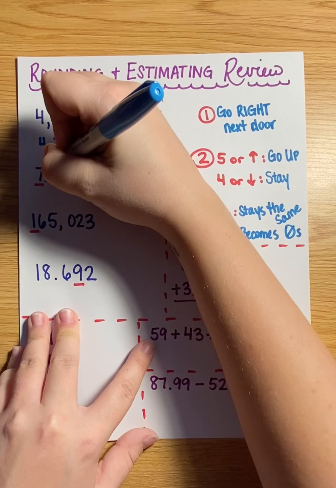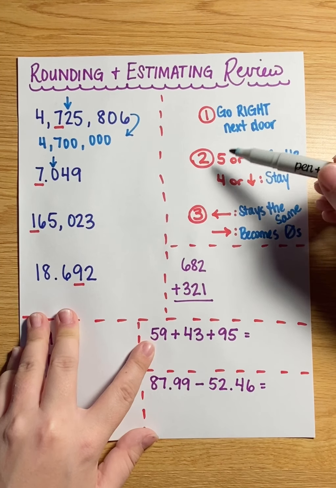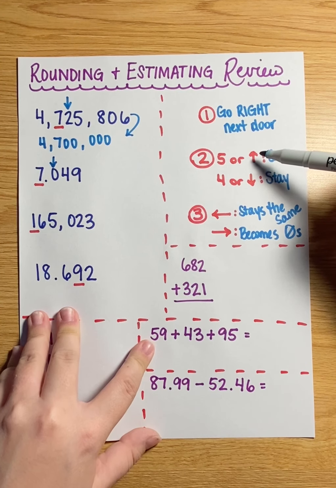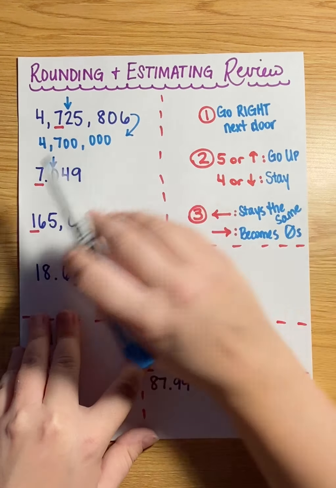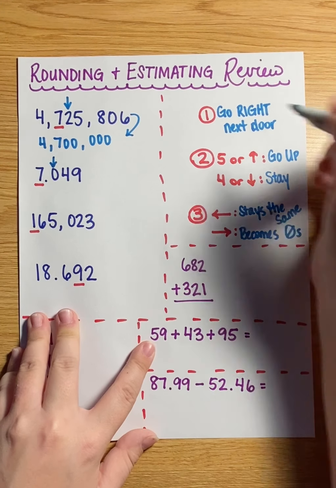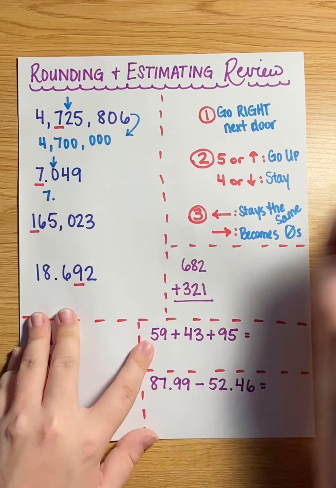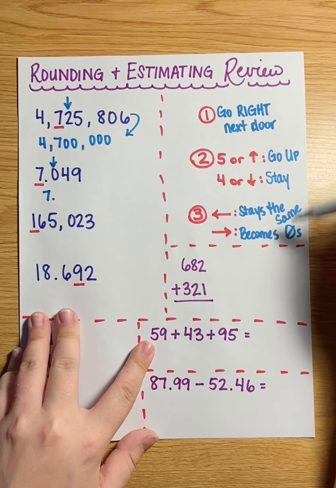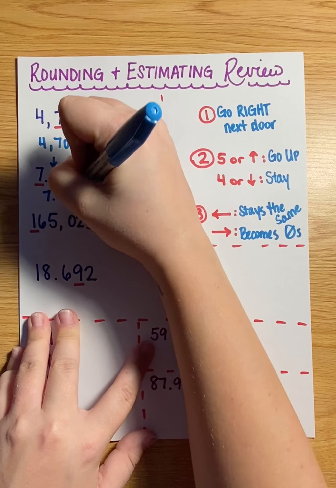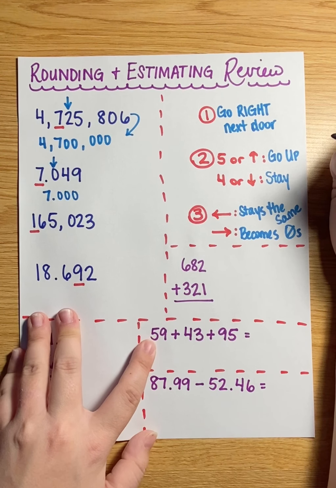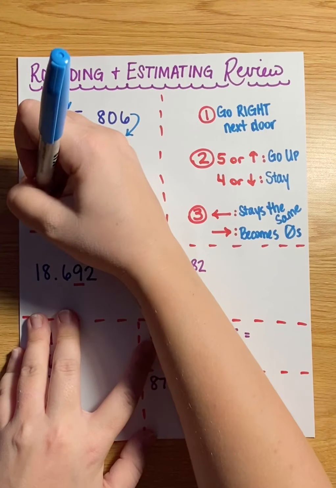Okay, let's keep going with these steps for our next 3 practices. I go right next door and I say, is that 5 or larger? No, it's 4 or smaller. So my underlined number stays the same. Everything to the left stays the same. We don't have anything to the left. Everything to the right becomes zeros. Let's keep going.